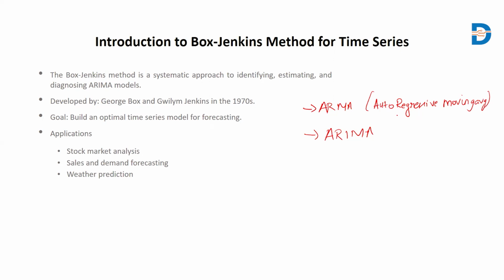Whereas the ARIMA model will be the extension of ARMA by including a differencing component to handle non-stationary data. So ARIMA will include the same, and the only addition will be the I. I is nothing but the differencing component to handle your non-stationary data. So the Box-Jenkins method will focus mainly on these two models for analyzing the time series data.